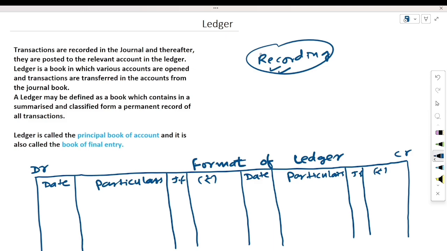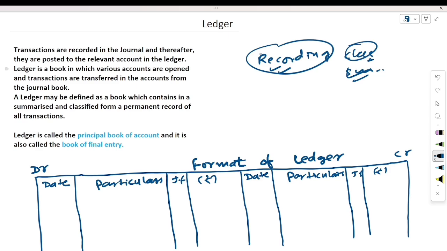First of all, we have to identify whether the transactions are in the form of money or not. If we identify these transactions are in the form of money, then we record them. After recording, there is a need to classify and summarize these transactions. So the classification and summarization part comes under the ledger.